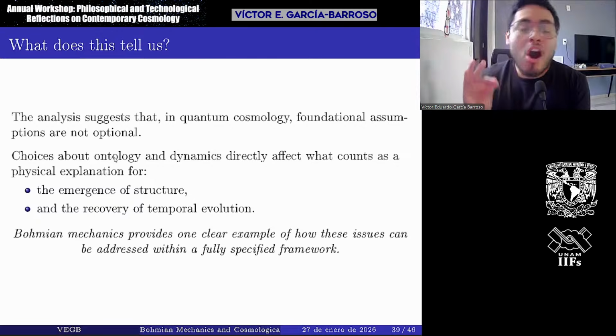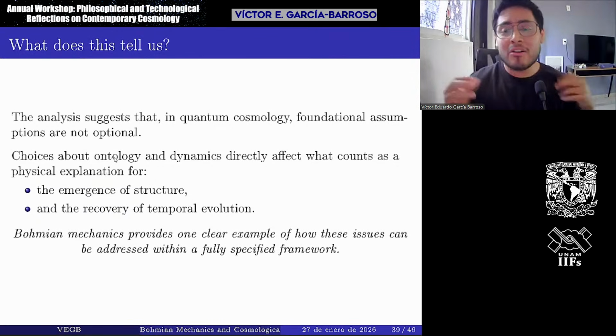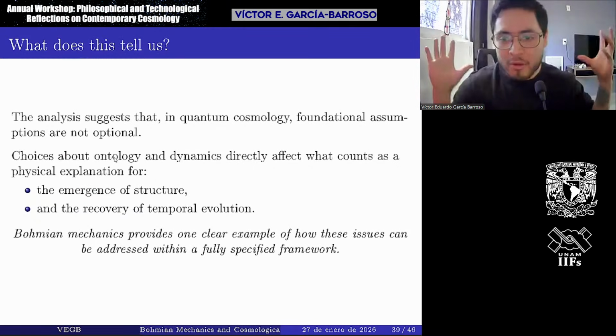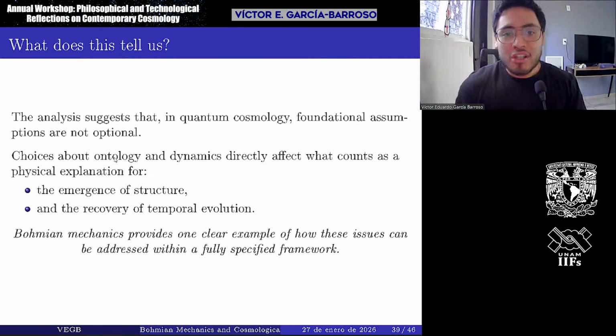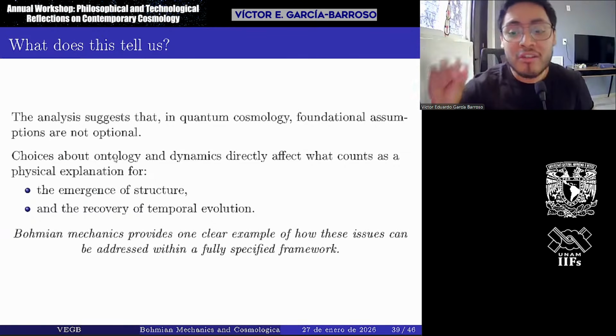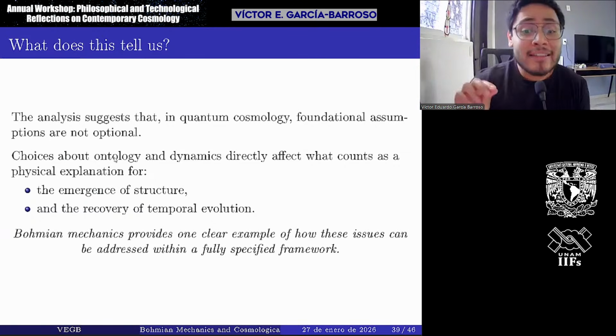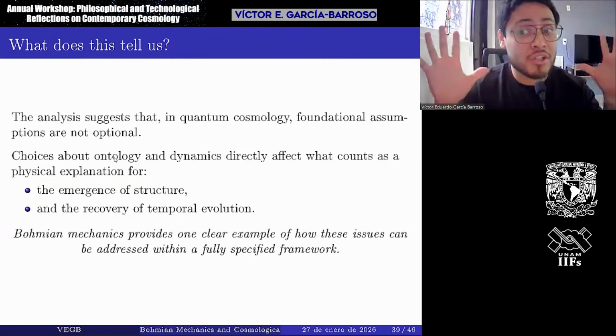And the take-home message is this. In quantum cosmology, or the use of the foundations of quantum mechanics in cosmology, foundational assumptions are not just optional philosophy. Your choice of ontology, what you think exists, directly determines whether you can explain the origin of galaxies or the nature of time. Bohmian mechanics is a proof of concept that these problems can be solved if we have a clear picture of reality.